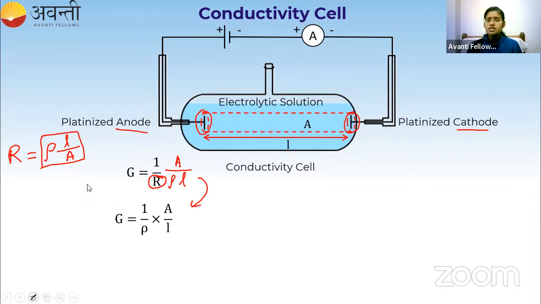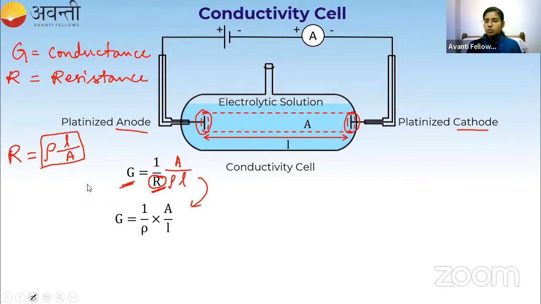Okay. Since conductance is the reciprocal of resistance, conductivity is the reciprocal of resistivity. So G is actually called conductance and R is the resistance. Resistance and conductance are inversely proportional to each other. Likewise, conductivity, which is denoted by the letter kappa, is inversely proportional to resistivity. Resistivity is denoted by the letter rho. Okay, so rho is called resistivity.